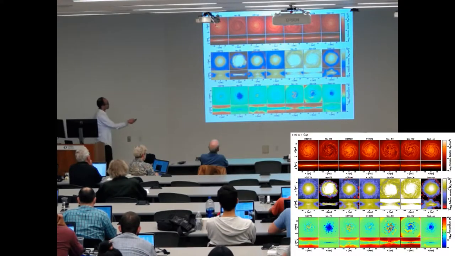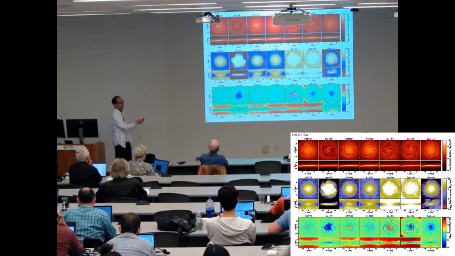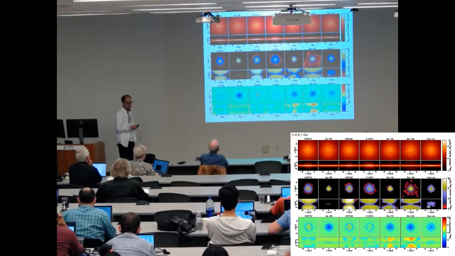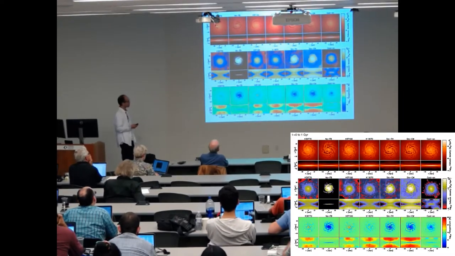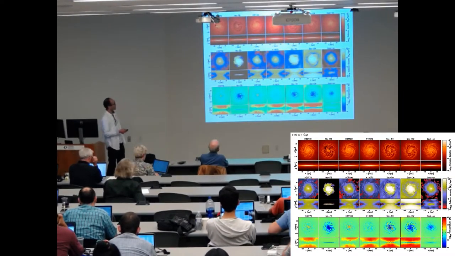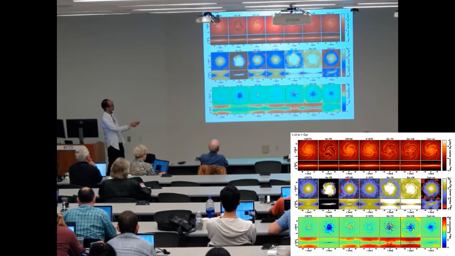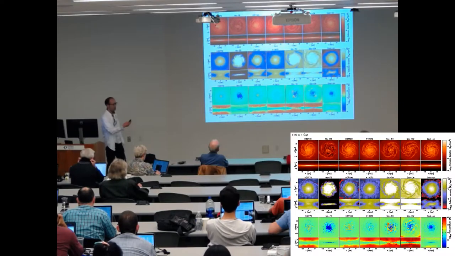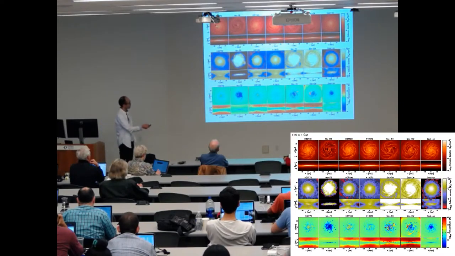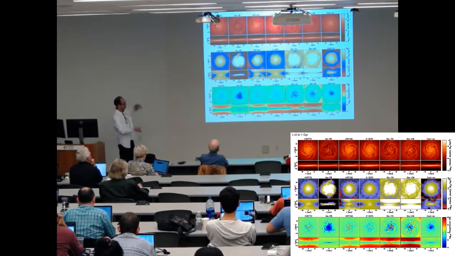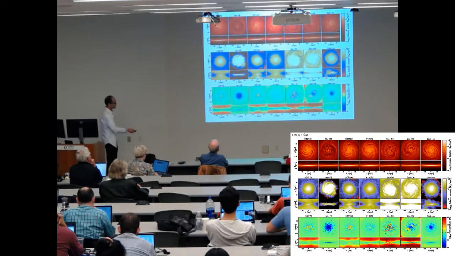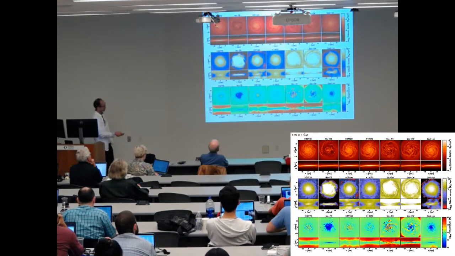For example, these two models over here are the Dalla Vecchia and Schaye 2012 models, and then this is a thermal bomb, and then this is the constant wind model. They also have too much enrichment going on above and below the disk. Very hot ISM above and below the disk.